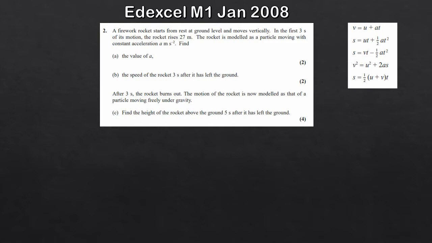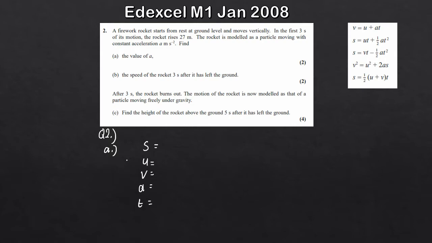The next question then, again, uses our SUVAT equations. We've got them given in the formula book, so all we need to do is use the correct formula. Let's have a look at the context of this question. We've got a firework which starts from rest, so that's important, at ground level and it moves vertically. In the first 3 seconds of motion, it rises 27 meters. We're modelling it as a particle moving with constant acceleration, a meters per second squared. We want to find the value of a. So all I'm going to do here is write my s, my u, my v, my a, and my t.